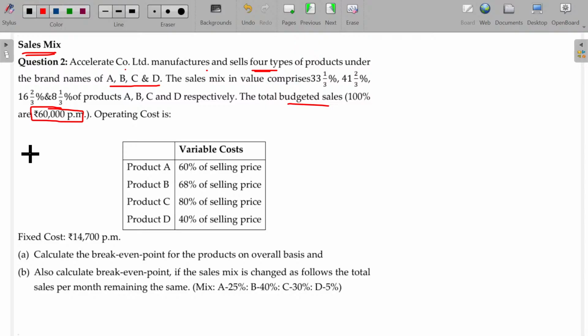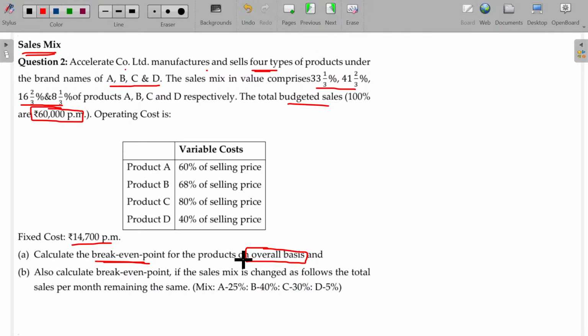Where the total sales comprises in this ratio 33 1/3 for A, 41 2/3 for B, 16 2/3 for C, and 8 1/3 for D. And variable cost is also there, and fixed cost. Calculate the break-even point for the products on overall basis. You cannot calculate for A, B, C, D separately. It's a combined one. Already we have seen, right?